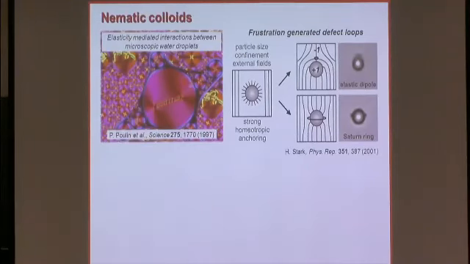And such defects actually appear very frequently in nematic colloids. This is a field of research which started in the late 90s with the work of Poulin, where they observed that small water droplets inside a liquid crystal do not coalesce, but rather form ordered structures like one-dimensional chains. And our system is very similar to this.